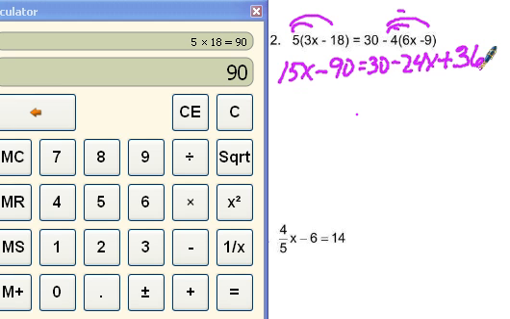All right, moving on. Now here we just have x's and numbers. And over here we have x's but a couple of numbers.